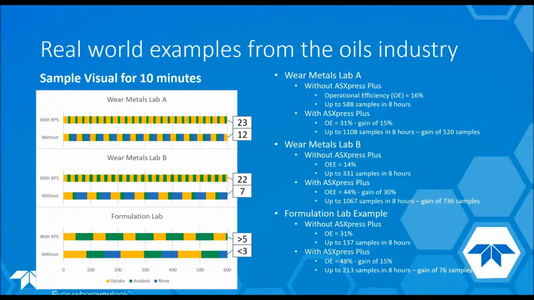But their operational efficiency is 31% right off the bat. That's because they have a long analysis time, which means that they're getting about 140 samples in 8 hours. With the Express, they're able to do just over 5 samples in 10 minutes. Their operational efficiency gained 15%, up to almost 50% of the time they would actually be analyzing. And they're up to 213 samples in 8 hours, which is a gain of 76 samples, or a little over a rack's worth. For this lab, that was huge.